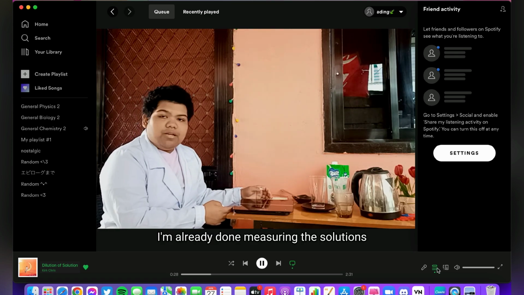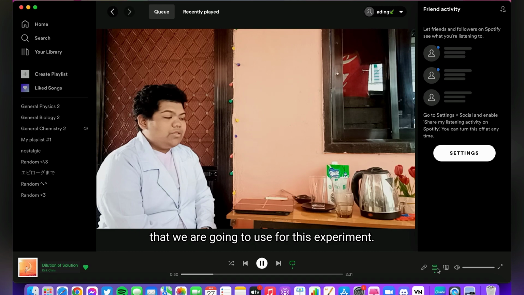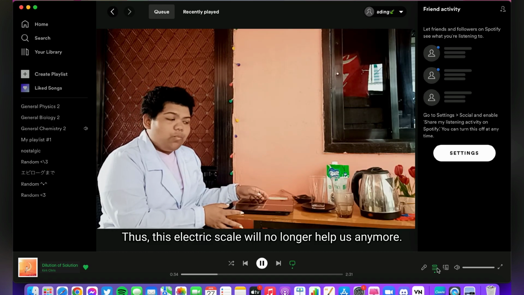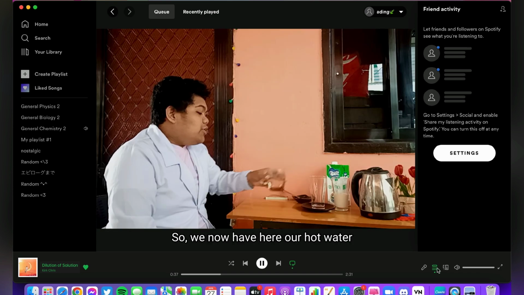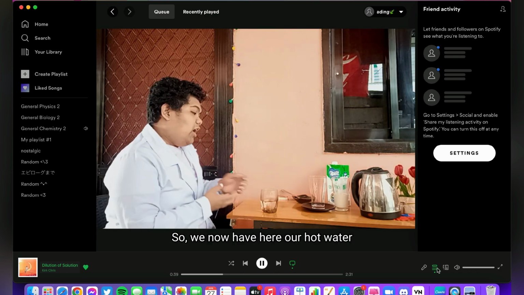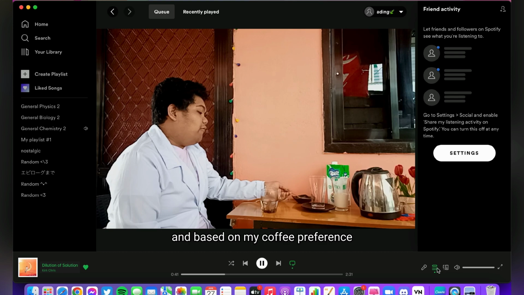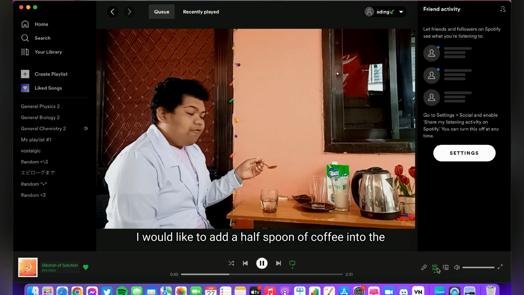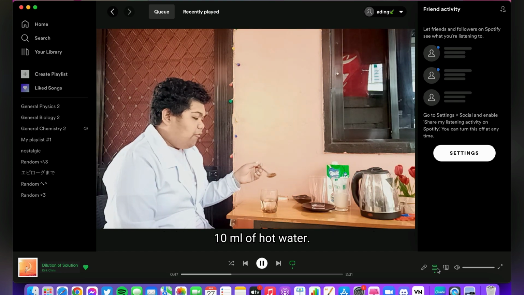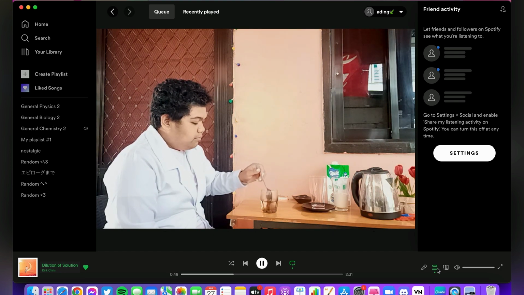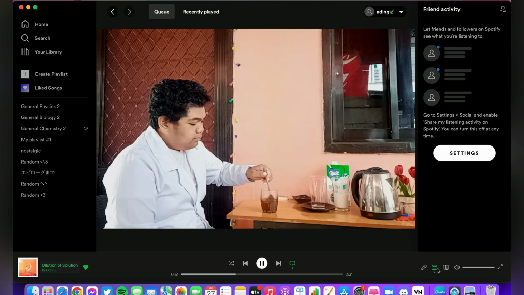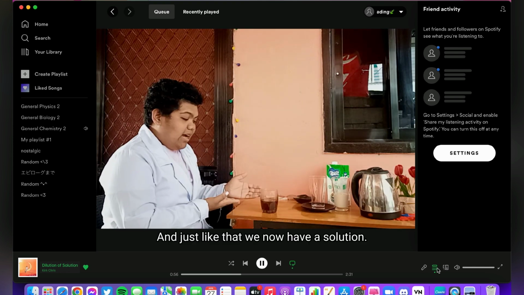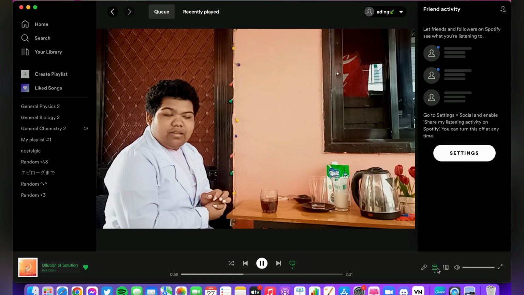I'm already done measuring the solutions that we are going to use for this experiment. Thus, this electric scale will no longer help us. So we now have here our hot water, and based on my coffee preference, I would like to add a half spoon of coffee into the 10 ml of hot water. And just like that, we now have a solution.